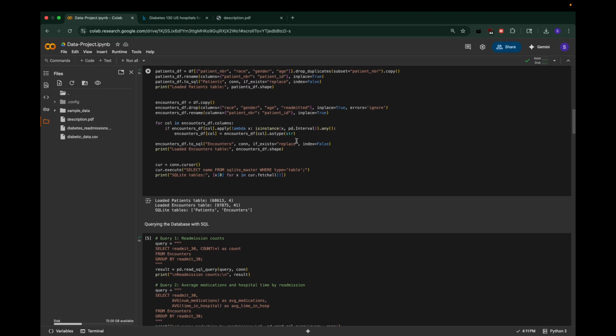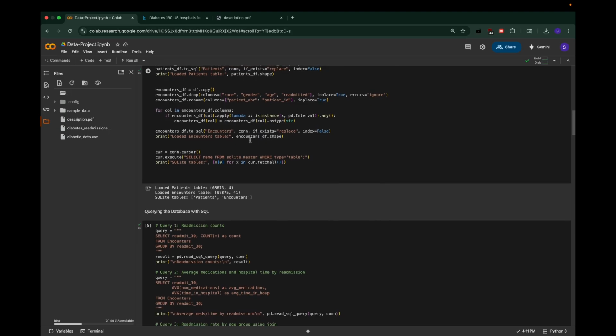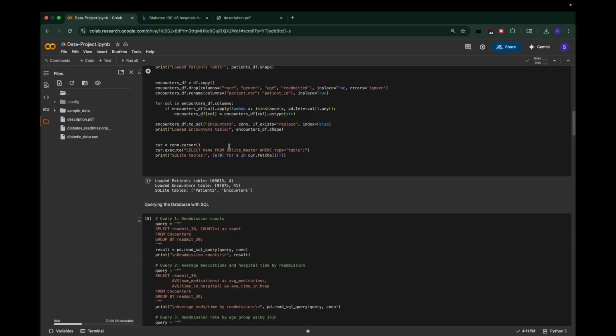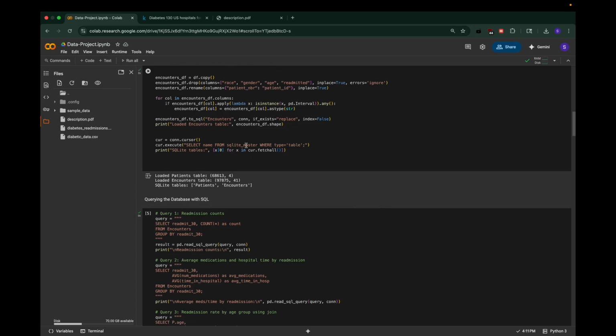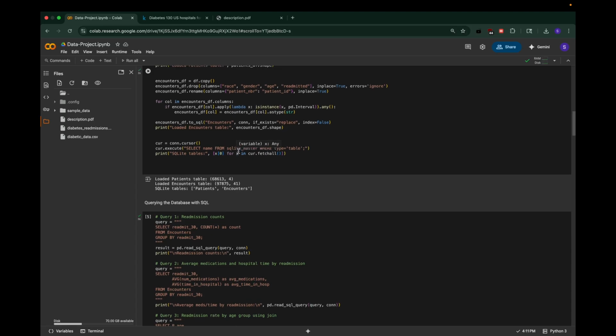Then I implemented this for loop because SQL does not support complex data types like the pandas interval. This loop checks each column, and if any of the values are intervals, it converts them to strings to avoid database errors. Afterwards, it saves this data and then loads it, and this makes sure that the table is correctly made. So yeah.